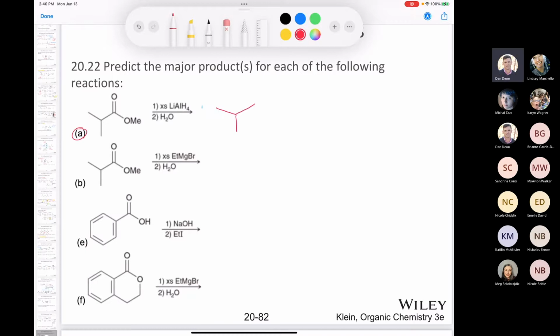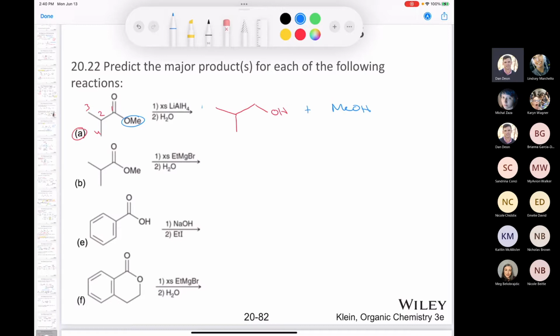We'll count our carbons carefully. 1, 2, 3, 4. Right? 1, 2, 3, 4. And then we have our primary alcohol off of there. You also end up forming methanol in this case. So let's scribble that down, plus methanol, because you end up losing that during the mechanism.